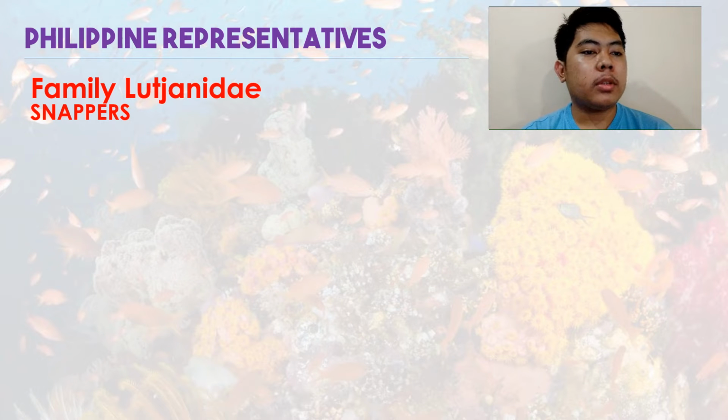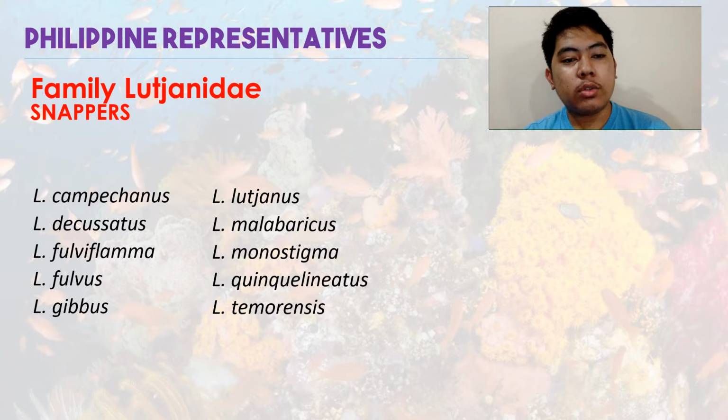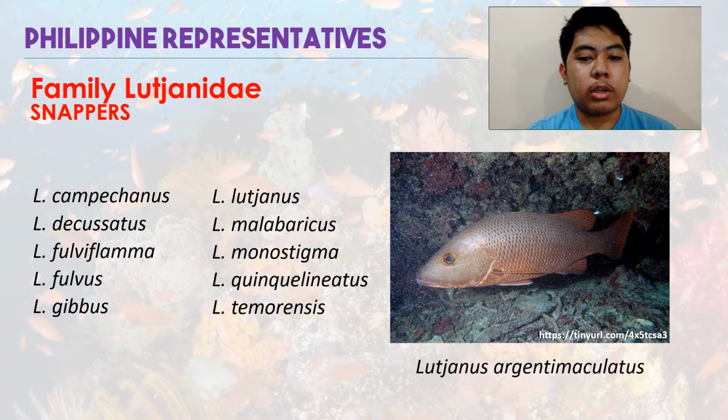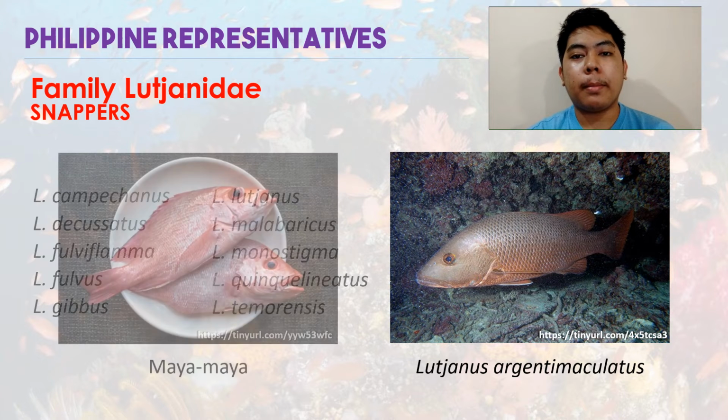The Philippine representatives of the Lutjanidae, or the snappers, are various. There are a lot. We have L. campechanus, L. decussatus, L. fulviflamma, L. fulvus, L. gibbus, L. lutjanus, L. malabaricus, L. monostigma, L. quinquelineatus, L. timorensis, but the most common found in markets is Lutjanus argentimaculatus. In Philippine markets, members of the Lutjanidae are referred to as Maya-Maya.